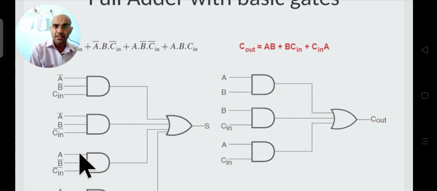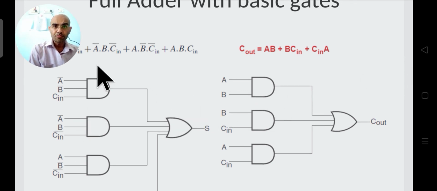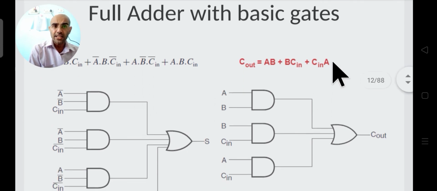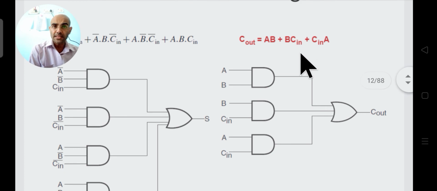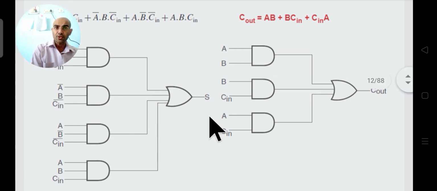So if this is A, you can assume that they are internally connected, although they look separate. Similarly, this is B and this is B, so they are connected. So what we do here is we take these expressions, the sum expression and the carry expression, in the form of basic gates, and we implement them. This is our implementation for our sum and carry outputs with the help of basic gates. You can check it, verify it.